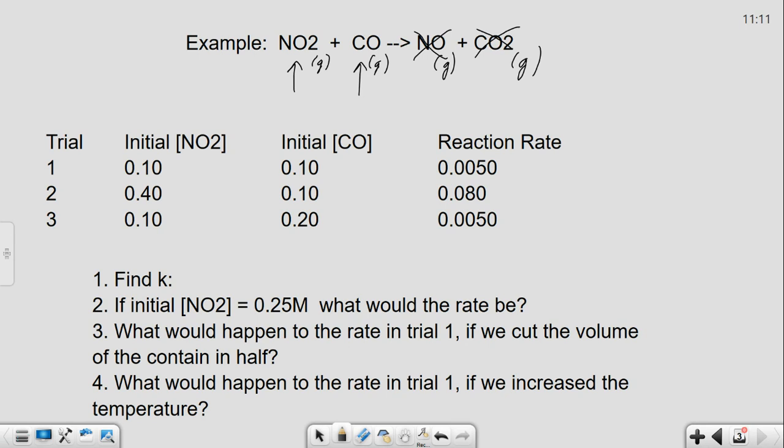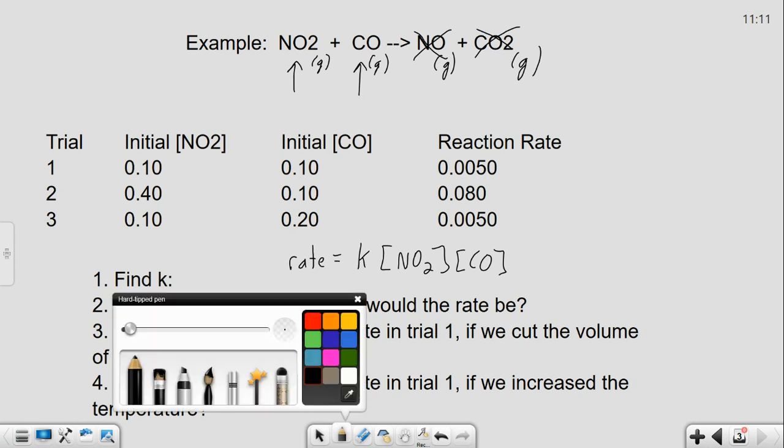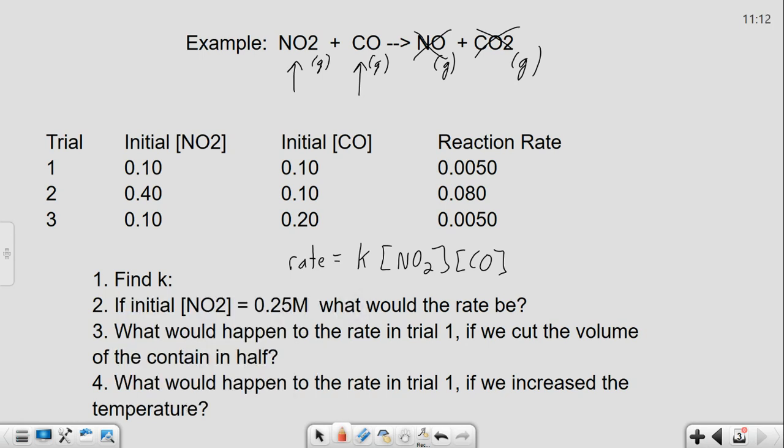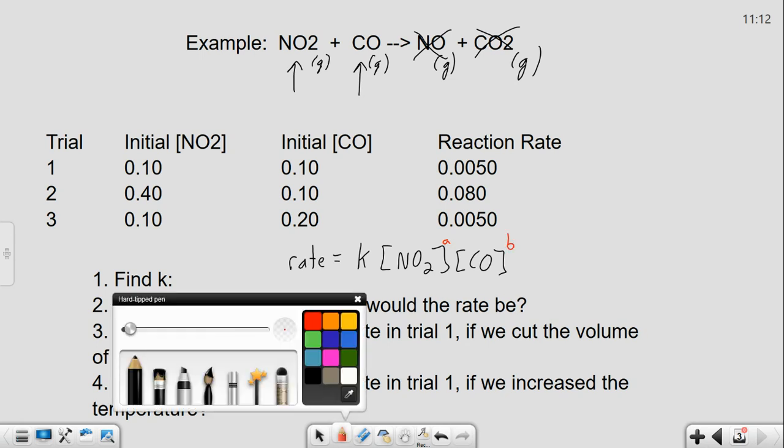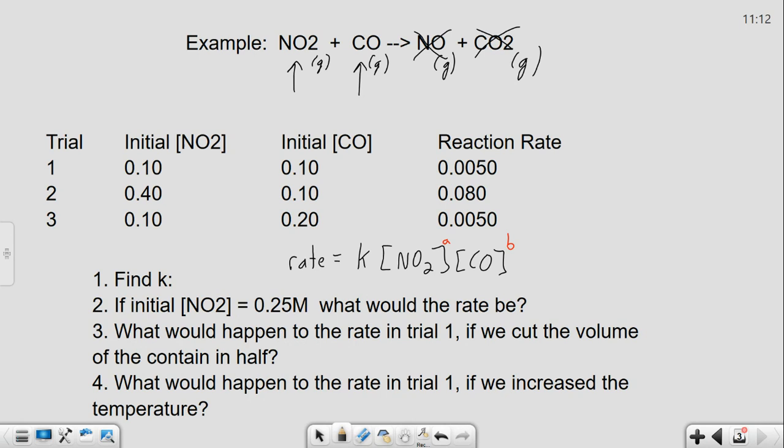So what's our rate law? Well, the rate is going to be K times the concentration of NO2 times the concentration of carbon monoxide. But now what we've got to figure out, the important part here, the hard part, is what are our coefficients? I'll call them A and B. Is it first order in nitrogen dioxide and carbon monoxide? Is it second order in one of these? Is it zero order? It can be zero order. It's not common, but sometimes it happens.